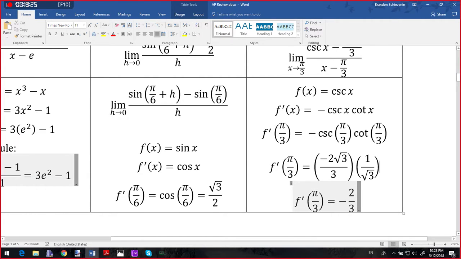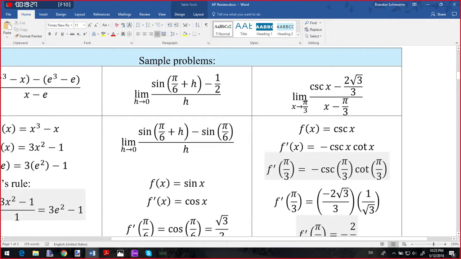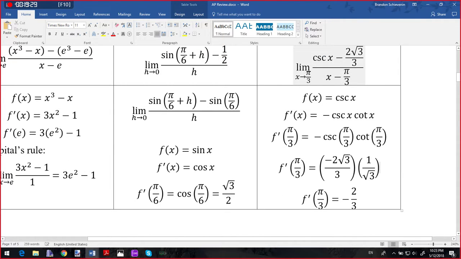Okay, the other way we could have done that is L'Hospital's rule. If you used L'Hospital's rule, when you plug in pi thirds, you get 2 root 3 over 3, so the top will be 0, the bottom will be 0. When you derive cosecant, you get negative cosecant cotangent. The constant goes away, the bottom becomes 1, so that I can plug in pi thirds and get my answer. So the math ends up being exactly the same.